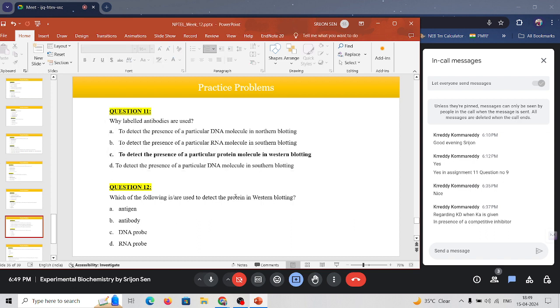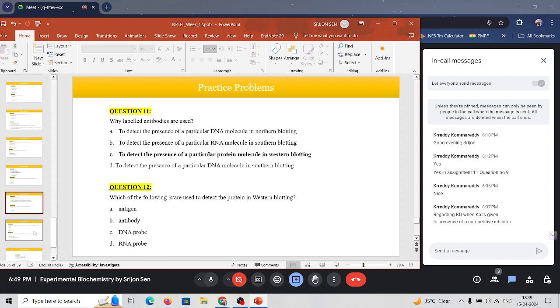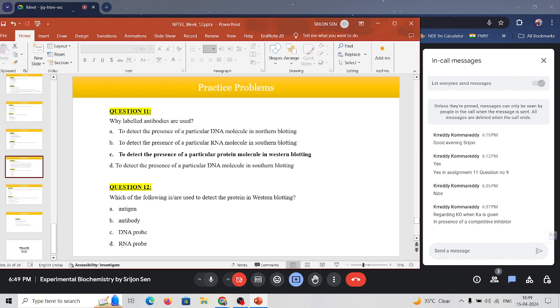Which of the following is or are used to detect the protein in Western blotting? It's also easy. Antigen, antibody, DNA probe, RNA probe. So what do you use to detect protein in Western blotting? Antibodies.